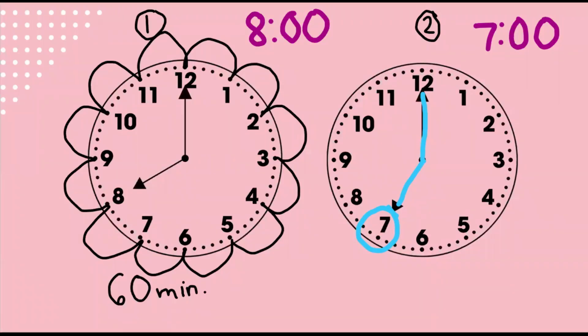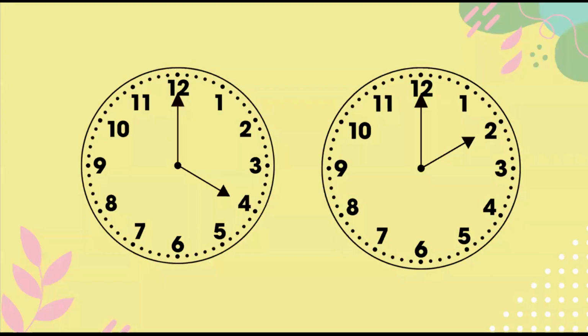Now let's look at 2 more clocks. Remember, these are, what do we call these clocks? Good job, they're analog clocks. These are both analog clocks. So when we take a look at these 2 clocks, remember we have our hour hand on both of these clocks, and we also have our minute hand here.